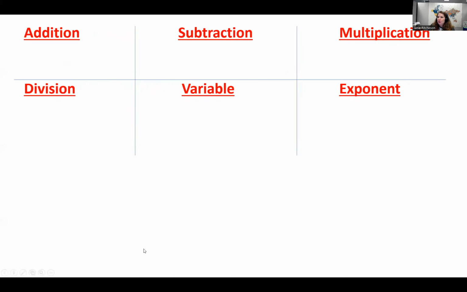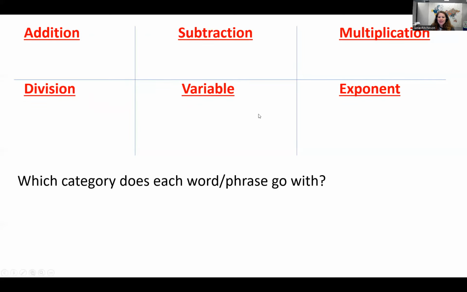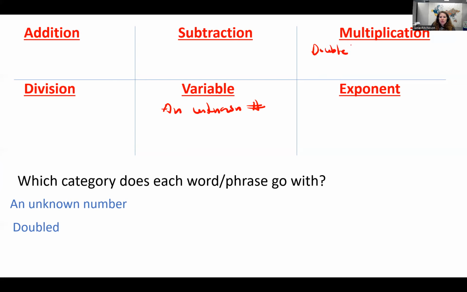All right, so now we're going to get into word phrases that represent these different things on the top, these different operations: add, subtract, multiply, or divide, and then variable and exponent. So let's put these words or word phrases in their place. An unknown number. If we don't know a number in math, it is a variable. All right, what about doubled? If you double a number, it means you're multiplying it by 2. Doubled goes up there. Increased by 7, increased by 3. That means you are going to add. Increased by.